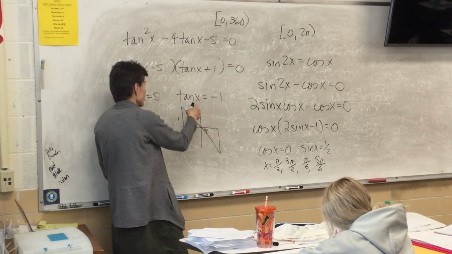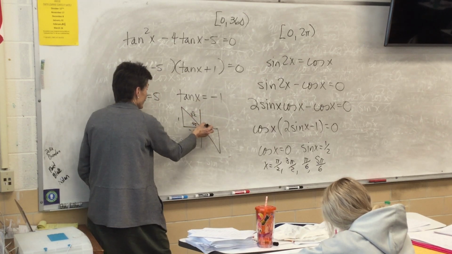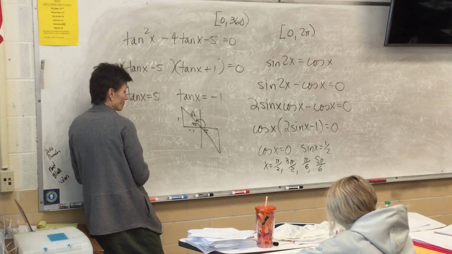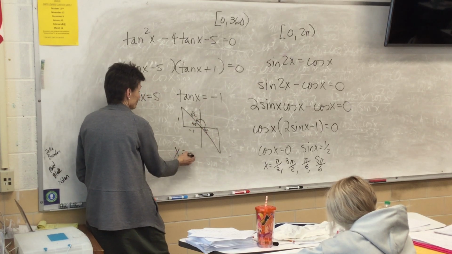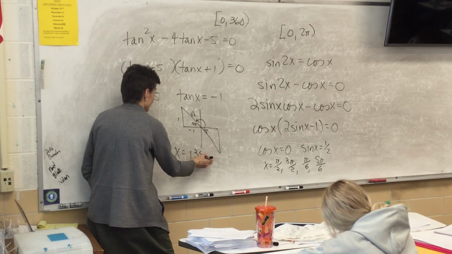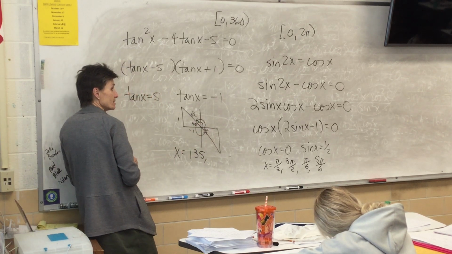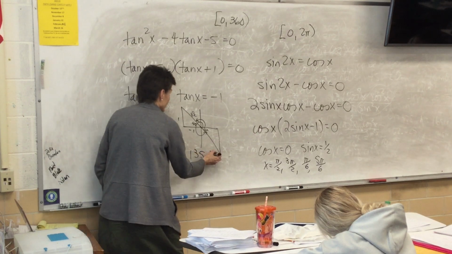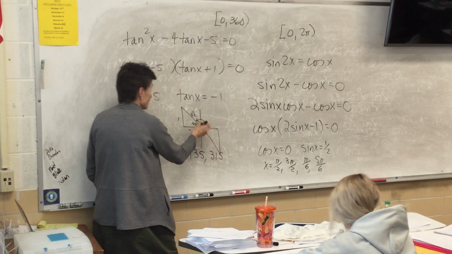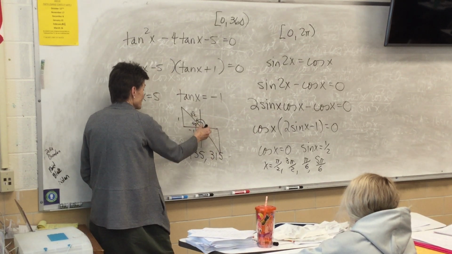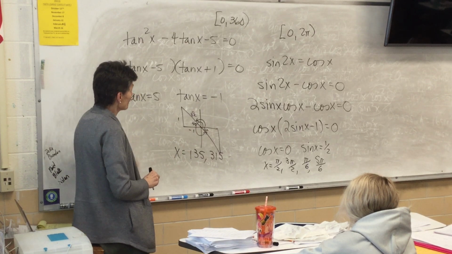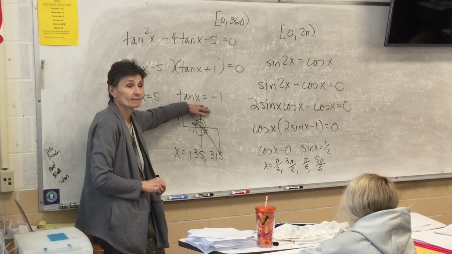So what are the answers to this problem right here? Well, this would be one of them. What is that? 135. And this would be the other one. It is 315. So 180 minus 45 and 360 minus 45. That takes care of this.